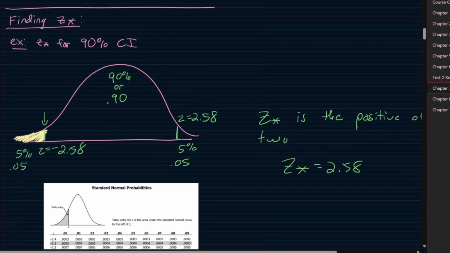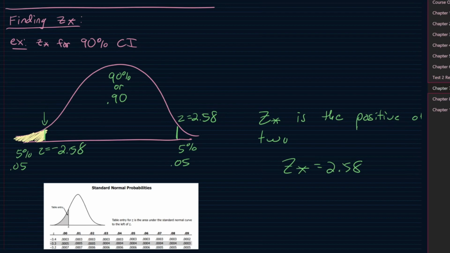So to find Z star, a confidence interval is the middle, whatever percent that it says. So if we're looking for a 90% confidence interval, we draw the picture, and the inside must be 90%. And since it's a normal distribution, it's symmetric. So since there's 10% remaining, we've got to distribute that 10% to each tail, the left tail and the right tail. So they must have 5% of the data in there.